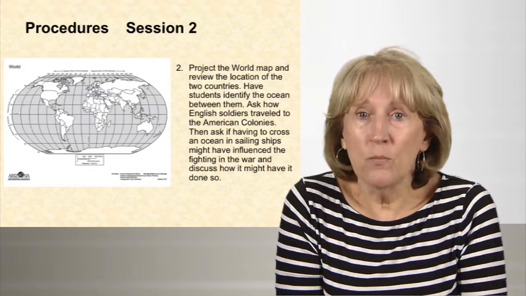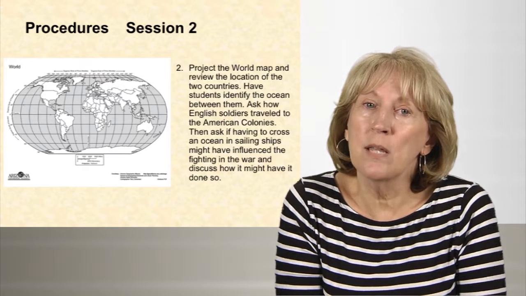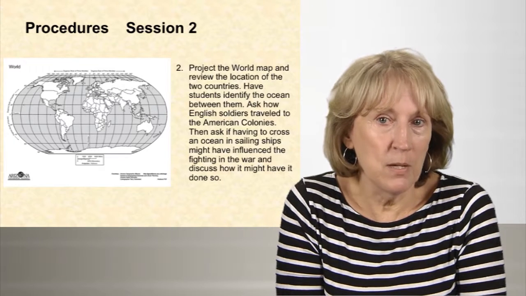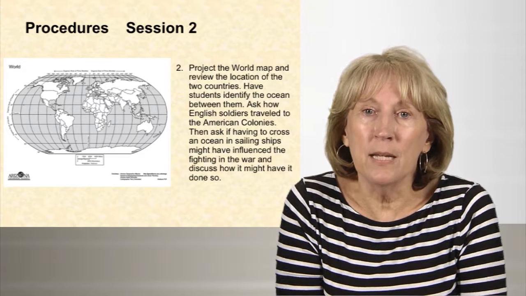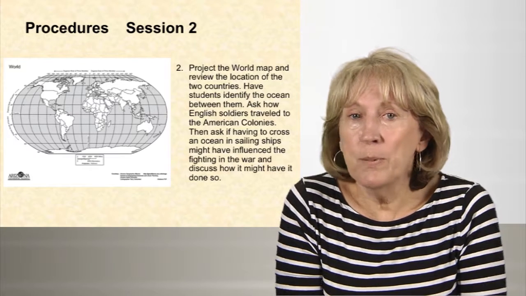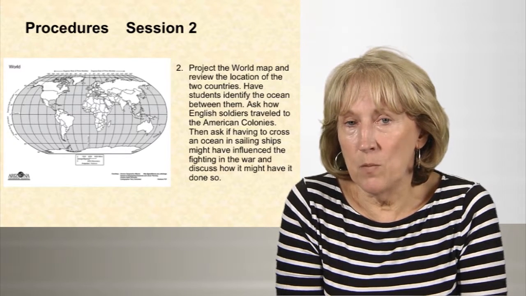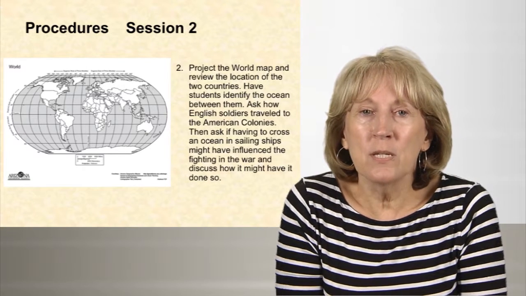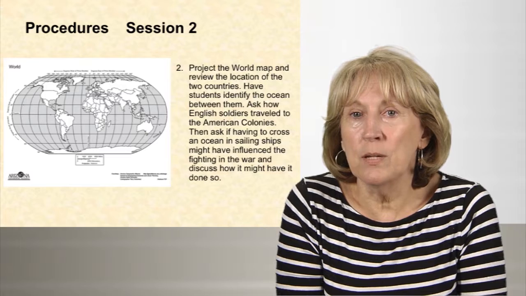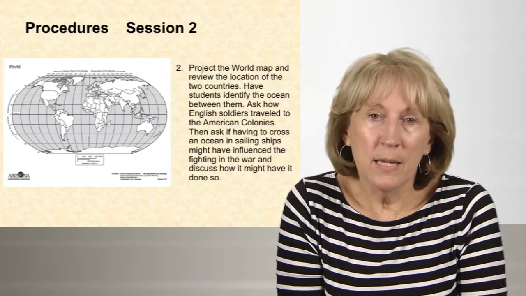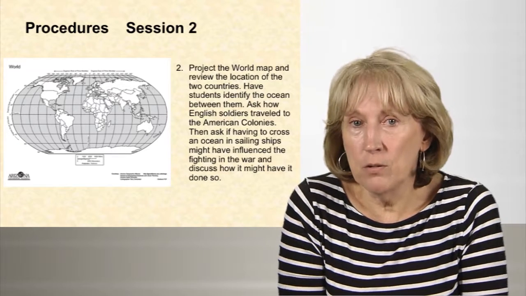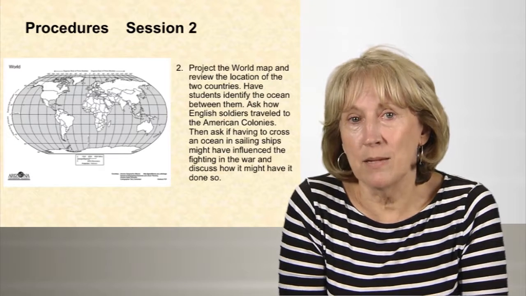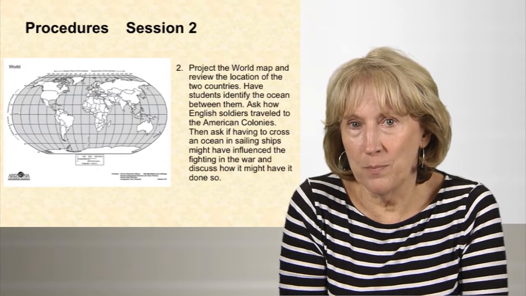It's the Atlantic Ocean. Well, would having to cross that ocean in sailing ships might have influenced the fighting in the war? And what would be some of the ways that it could have done so? They might also think about getting supplies to their soldiers. So we see that this Atlantic Ocean has become a geographic feature that has an impact on the Revolutionary War.